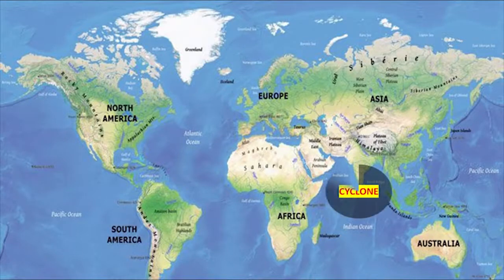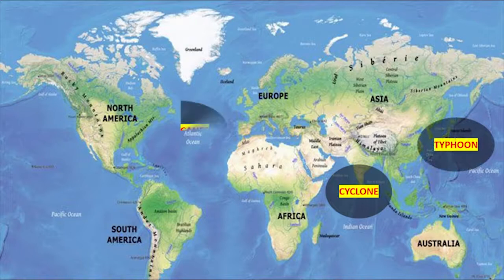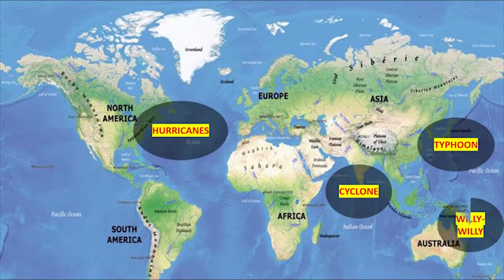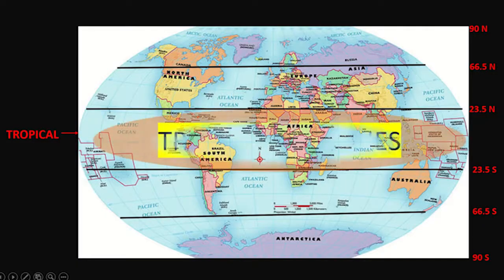Broadly, in the Indian Ocean, we call this mechanism a cyclone. In the region of Japan, it is called a typhoon. In the USA, hurricanes, and in Australia, Willy Willy. I have discussed in my earlier videos how we designate a name to a particular cyclone. In the current part, we discussed tropical cyclones.